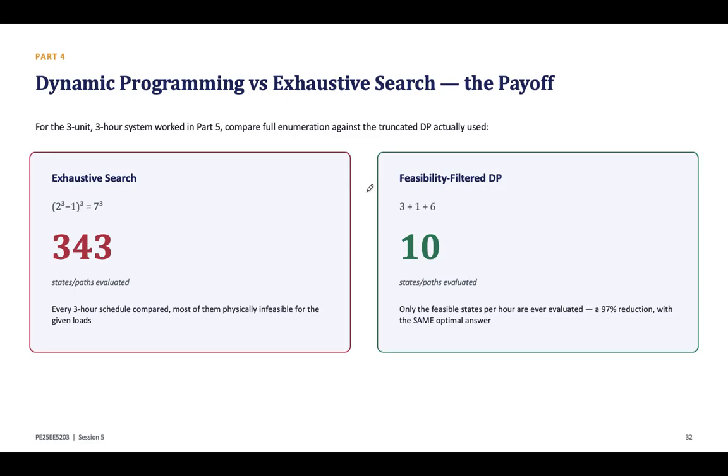So the stated reduction of approximately 97% illustrates the principle rather than a universal ratio. The exact saving depends on the load profile and system characteristics. Nevertheless, the computational logic is general. Do not spend optimization effort on combinations that can be rejected by simple engineering feasibility tests.